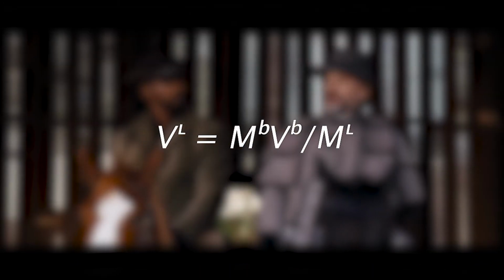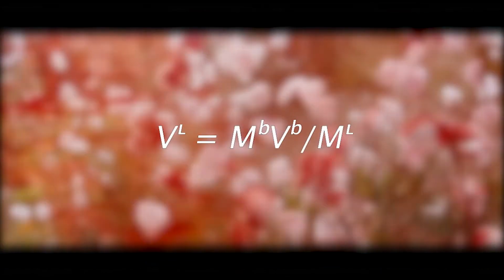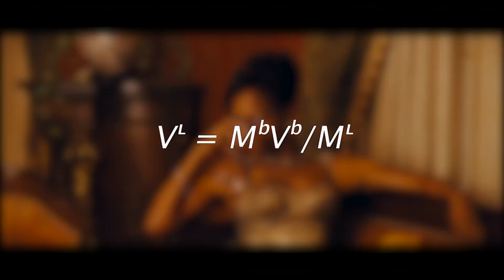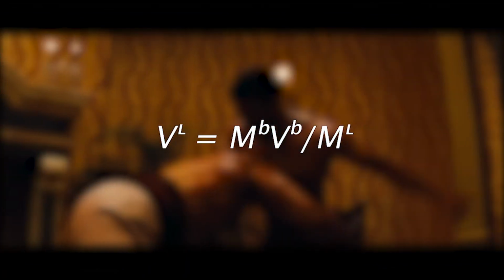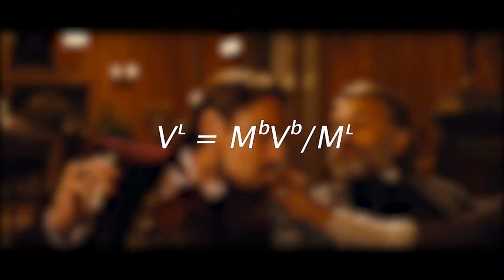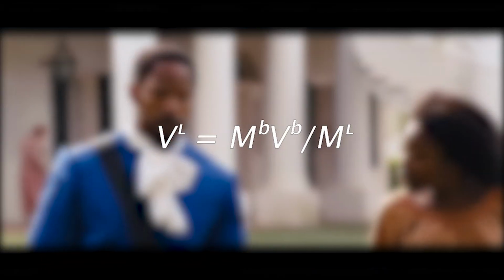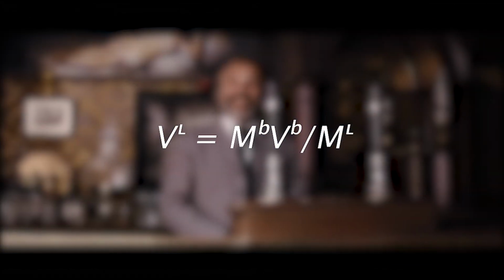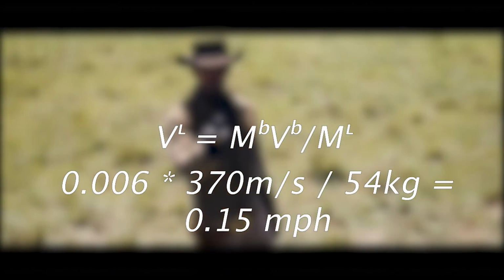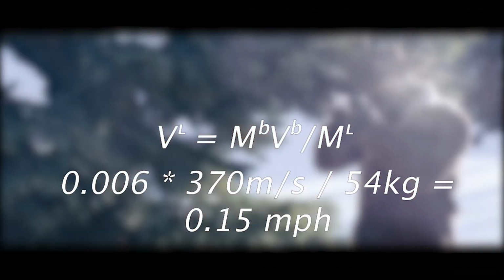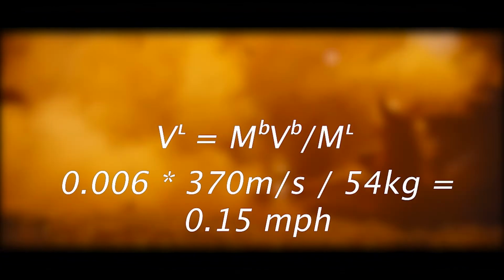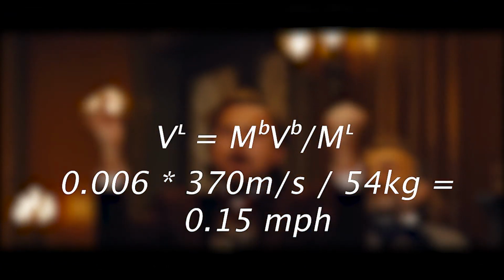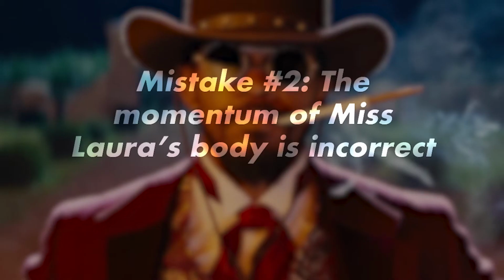We could also use a simple equation to calculate Laura's velocity after being shot. VL equals MB times VB divided by ML, VL being the velocity of the target, Laura's body, MB being the mass of the bullet, VB being the velocity of the bullet, and ML being the mass of Laura's body. Solving the equation using estimations, we find that the bullet would only move Laura's body backwards 0.15 meters per second.